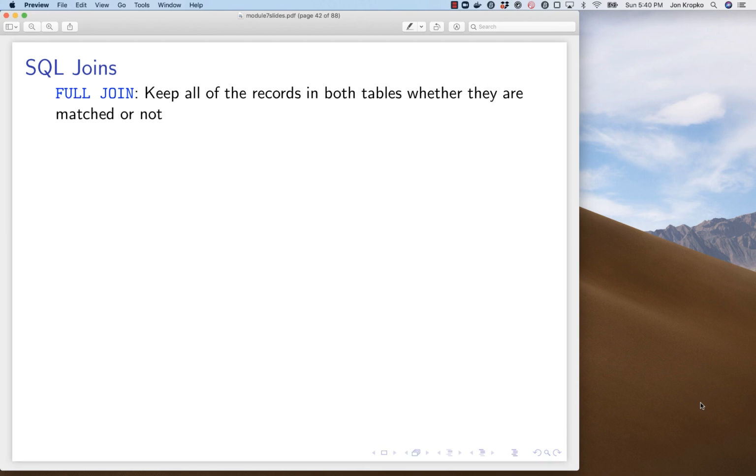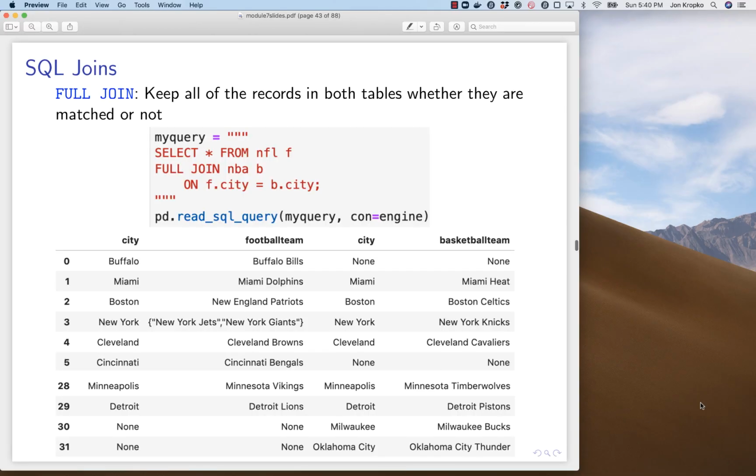Now a full join keeps all the records in both tables, whether they are matched or not. And here, this is just a select. This isn't all of the data. This is just a selection. So we have cities like Cincinnati that have a football team but no basketball team. And then we've got cities like Milwaukee, which have a basketball team but no football team. That's a full join.